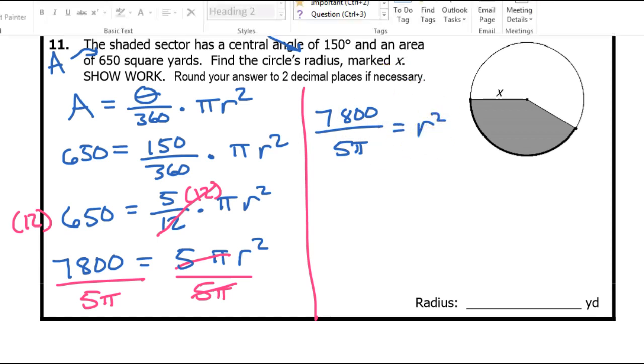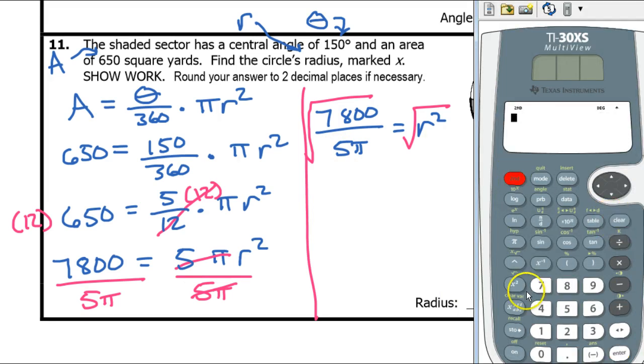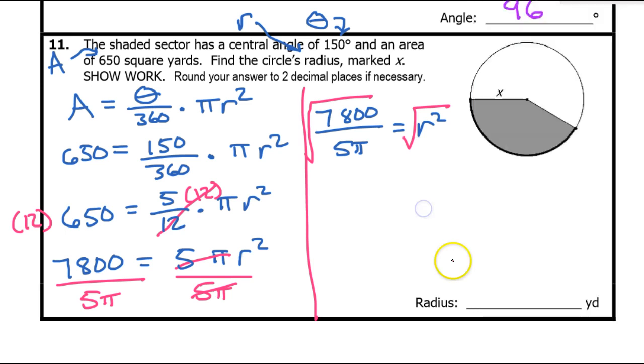Now we need to unsquare this, so we need to take the square root of both sides. Do not turn this into a decimal ahead of time. That's too much rounding. Let's just take the square root of both sides now. So this will be the final answer. So we will do the square root of 7,800 over 5 pi. So that is 22.28. So that's number 11.